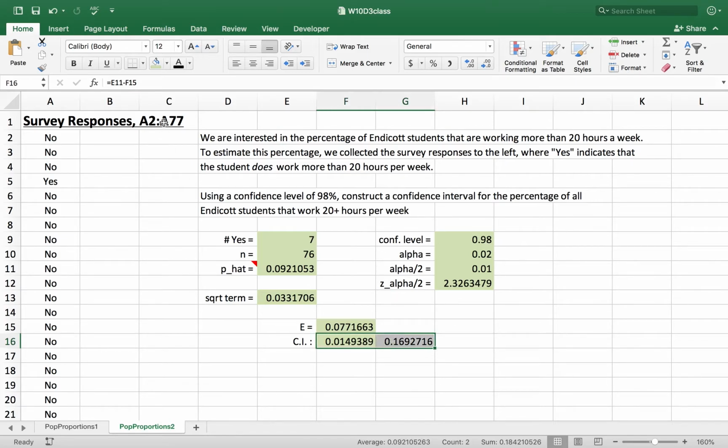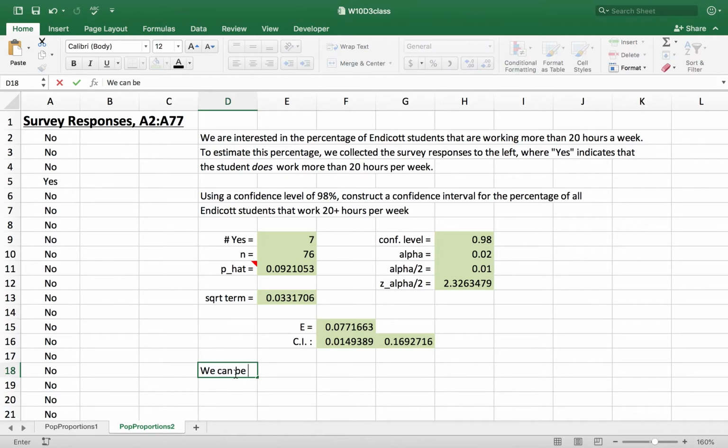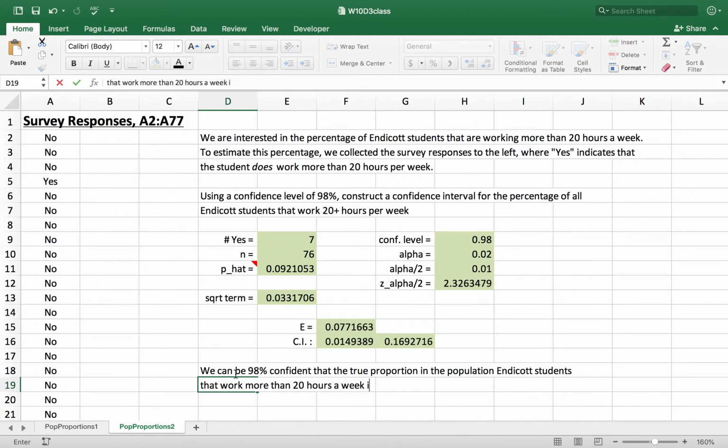And these are the upper and lower bounds for our confidence interval. So we can be 98% confident that the true proportion in the population of Endicott students that work more than 20 hours a week is between, let's say, 1.5% and 16.9%.